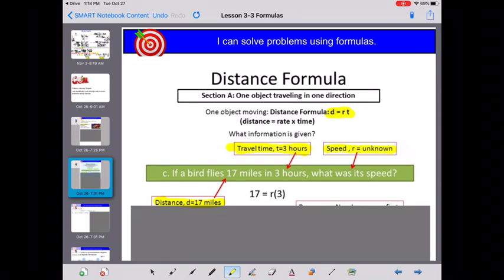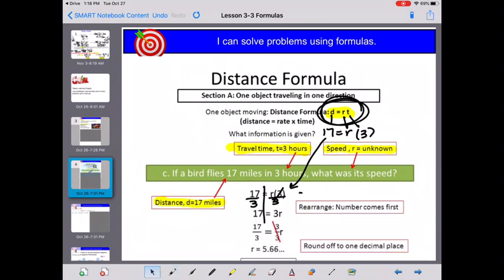I'm going to plug in the numbers that I do know into the distance formula. So we're going to put 17 in here. The rate we don't know, and the time is 3 hours. Now let's refer back to this one where it's typed out really nicely and we have space. So I have to now use what I know about solving equations. How do I get the r by itself? Well, I divide both sides by 3.